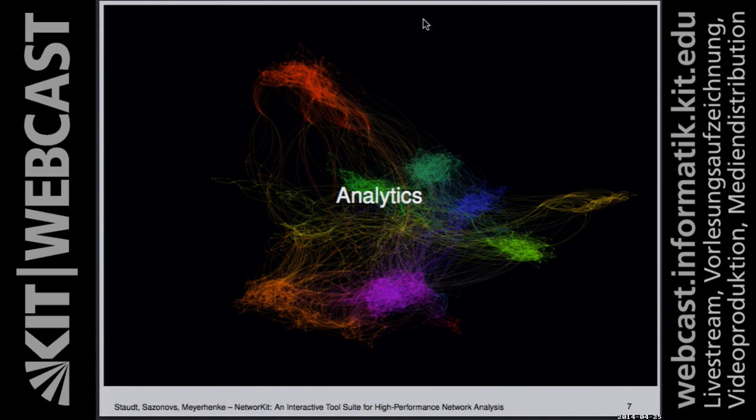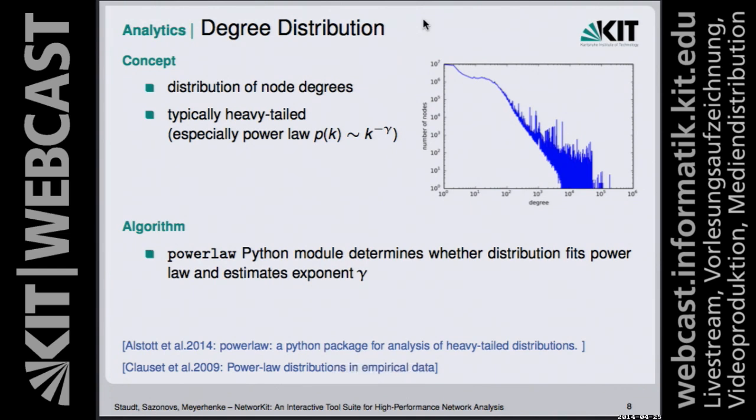So now I'd like to go through some of the most important network analysis kernels which we implemented, starting with something very simple like the degree distribution of the network. It's simply the distribution of how many neighbors the nodes have, and what we find is that there's typically in such a complex network a heavy tail degree distribution, and in some cases it follows strictly a power law with a characteristic exponent gamma. And what we would like to know, obviously, if we get a complex network, is how does the degree distribution look? Does it fit the power law? And what is the exponent?